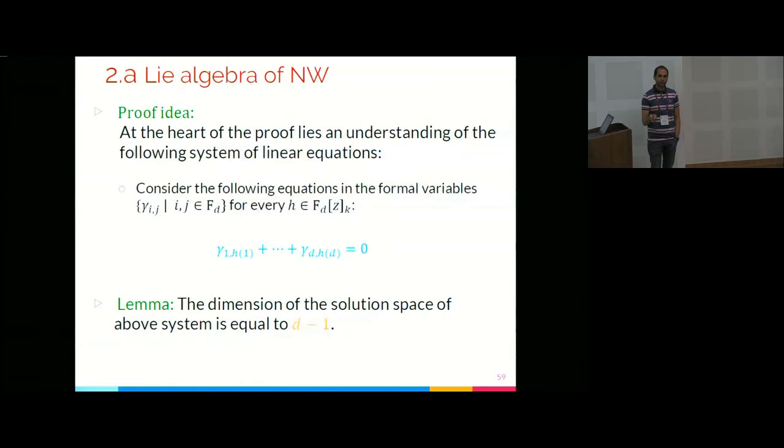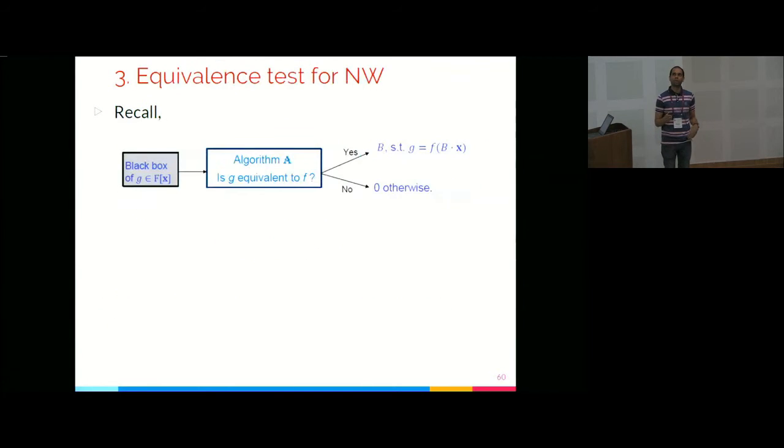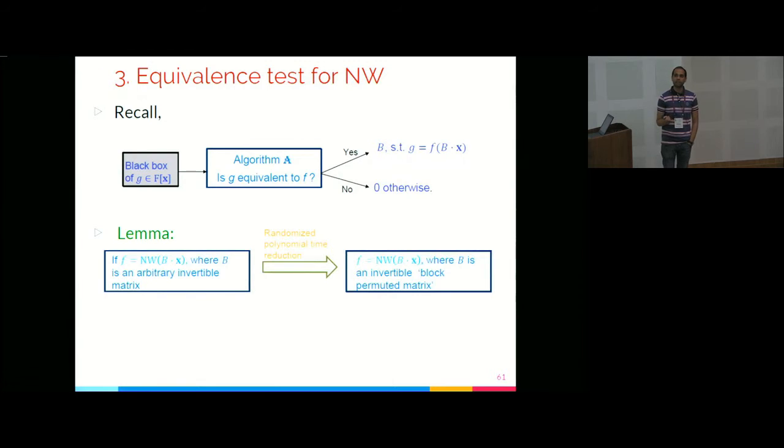So now let me go into the third and last question of this part, which is the equivalence test for design polynomials. So recall that the equivalence test problem looked like this. We wanted to know whether there exists an algorithm that decides whether a given black box polynomial is equivalent to the design polynomial. Okay, so here is the crucial lemma.